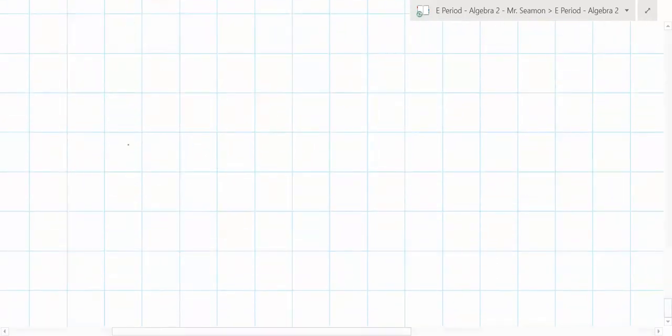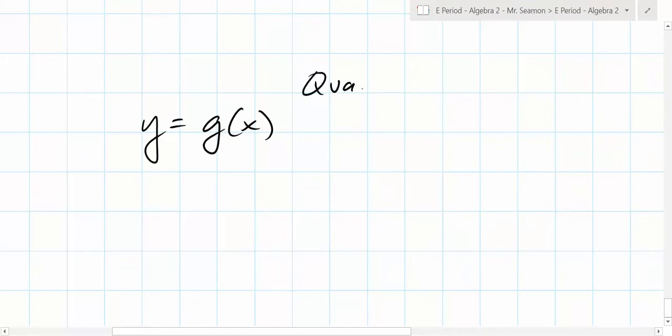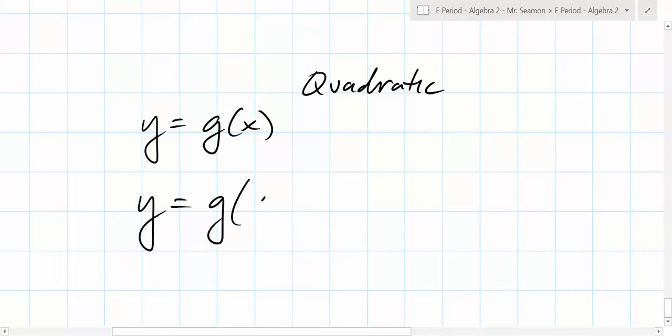So, let's say I gave you this function. I said y is equal to g of x, and I told you it's a quadratic. It could be any function. But let's say I'll give it a different function. Let's say a new one, y is equal to, how about g of x plus 1 minus 4.